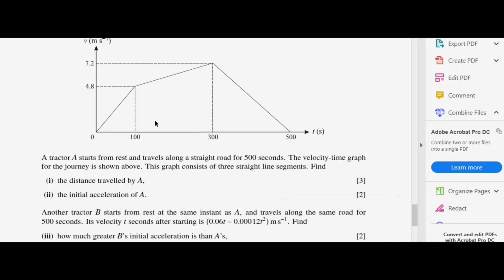And then the initial acceleration of A. The initial acceleration of A is the acceleration when time t is equal to 0, so the acceleration over here. But because this is a straight line, we know that the acceleration here is the same as the acceleration there. So it's basically just the acceleration of this entire straight line, because it's constant, and we know that the acceleration in a velocity time graph is the gradient of the graph. So it's going to be 4.8 minus 0 over 100 minus 0.